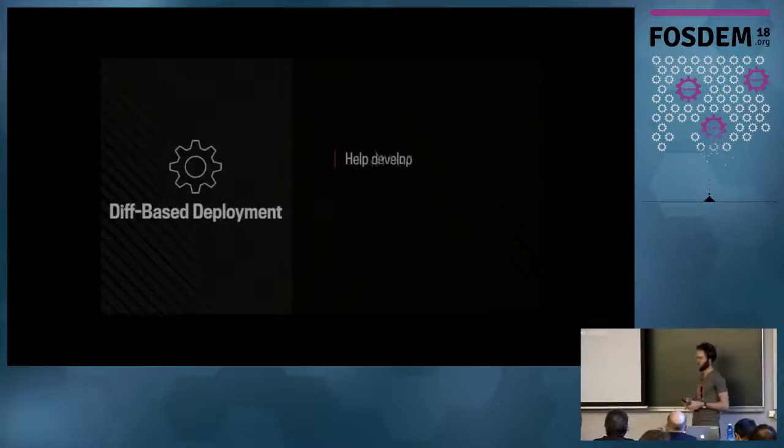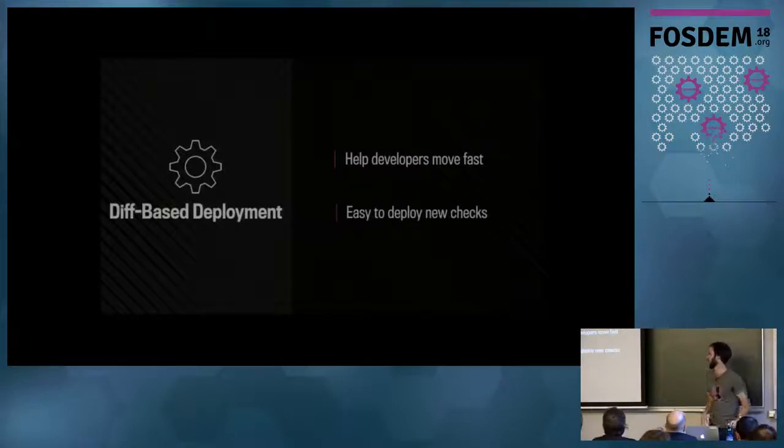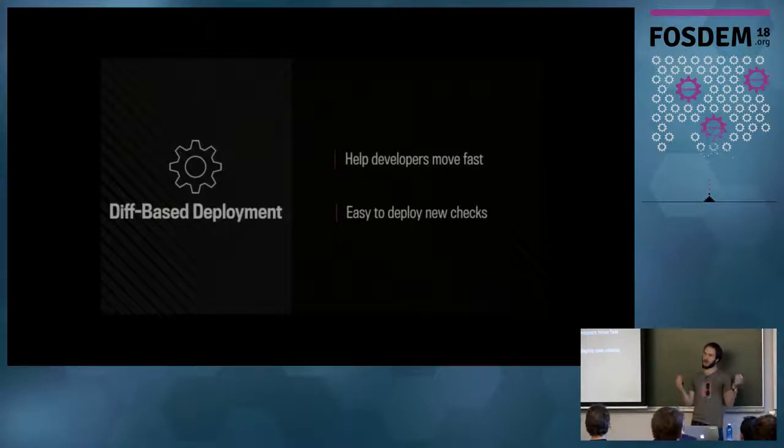This diff-based deployment model has been quite successful so far. We find that it helps developers move fast and gives them more confidence about their code changes, because Infer will check that they don't introduce too many bugs. It also makes life easy for us, because it's much easier to deploy new checks, since we only report new bugs introduced by diffs. So even if a new analysis that we ship has a legacy of thousands of bugs in the code base, we don't need to care about this right now, because developers will not see them as they were already there. They will only see the new ones that they introduce. We find that quite valuable.